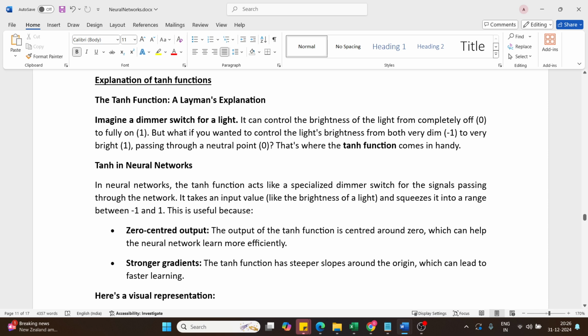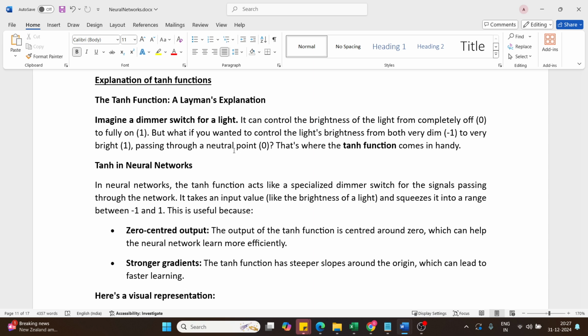You can consider a dimmer switch for a light, a kind of switch which can control the brightness of the light from completely off, which means 0, to completely on, which means 1. But what if you wanted to control the light's brightness from very dim, which means -1, to very bright, which is completely 1, passing through a neutral point? So you are considering a kind of switch which can provide extreme brightness, extreme darkness, along with a neutral point which cannot be called extreme brightness or extreme darkness.